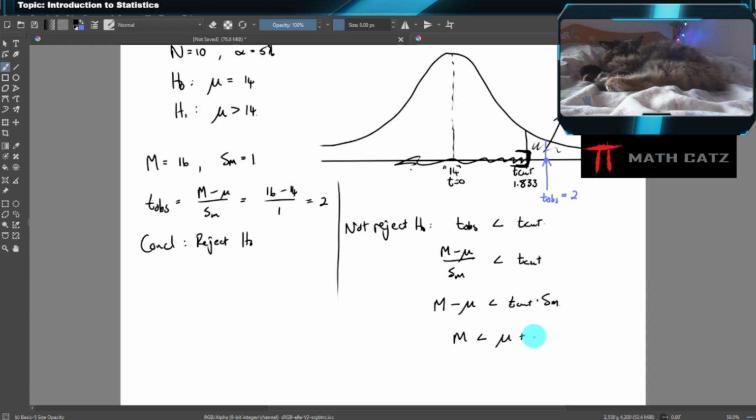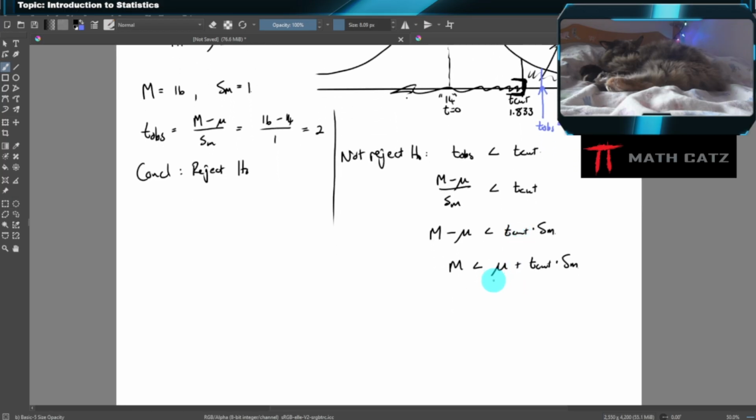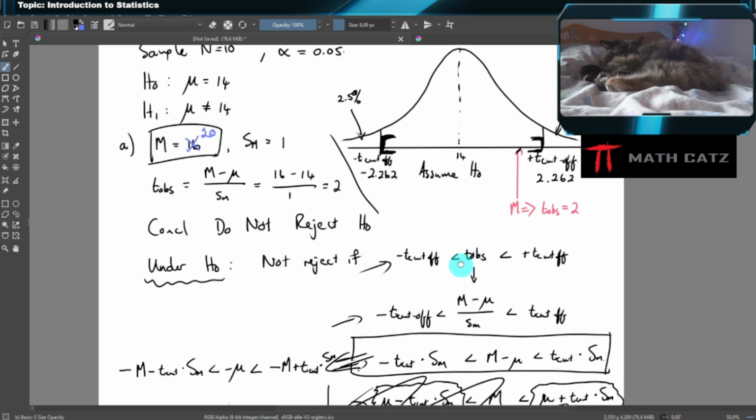I'll write it in front. And the t cutoff is only the positive side. So let's calculate this. Mu is 14 plus, what did we say, 1.833 times a very convenient 1. And we have 15.833 and just negative infinity. There's no cutting it off on the left. And then let me just see if this is exactly how I wrote it.